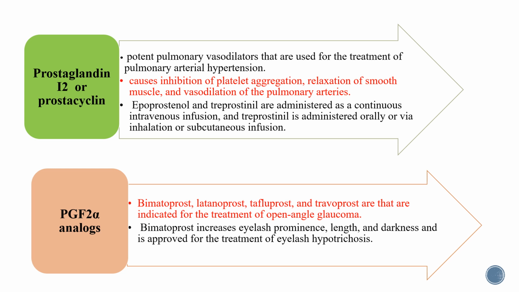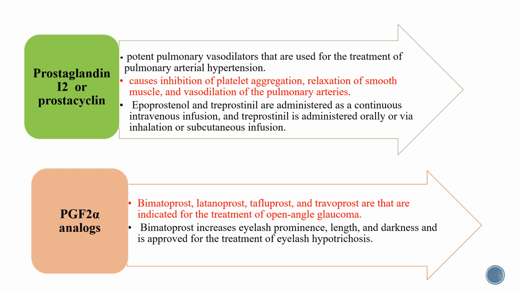They are potent pulmonary vasodilators. Because of this property, they are mainly used for the treatment of pulmonary arterial hypertension. And their mechanism is by inhibition of platelet aggregation, relaxation of smooth muscle, and vasodilatation of the pulmonary arteries. Epoprostenol and treprostinil are administered as a continuous intravenous infusion, whereas treprostinil is administered orally or via inhalation or subcutaneous infusion.